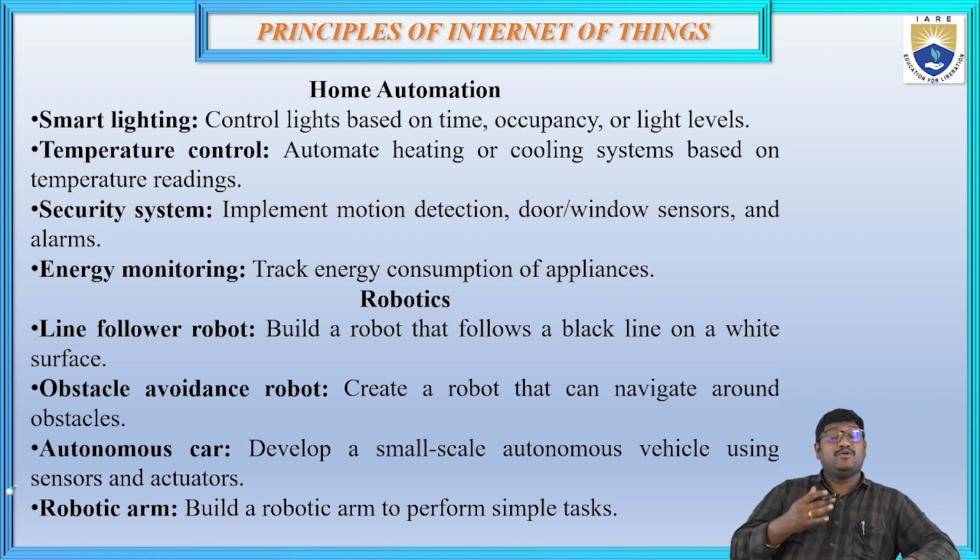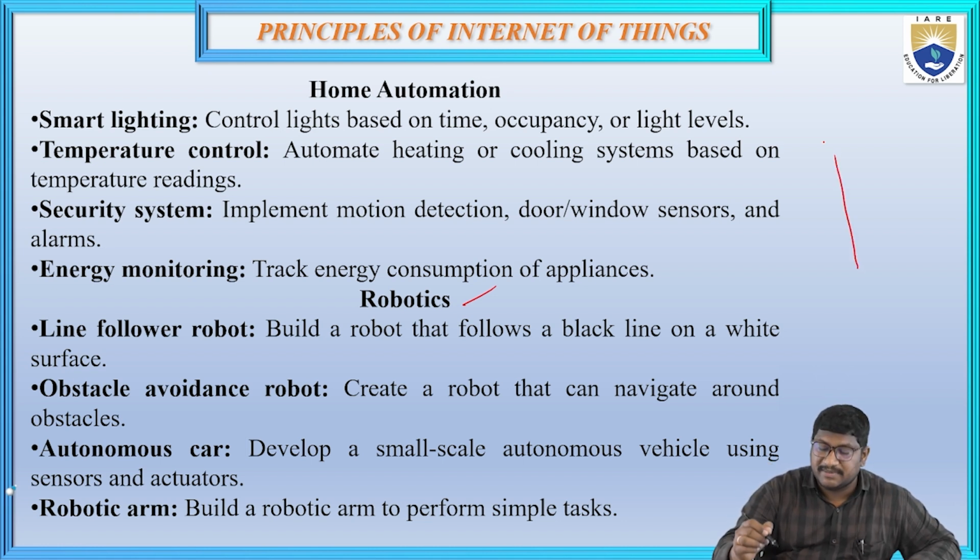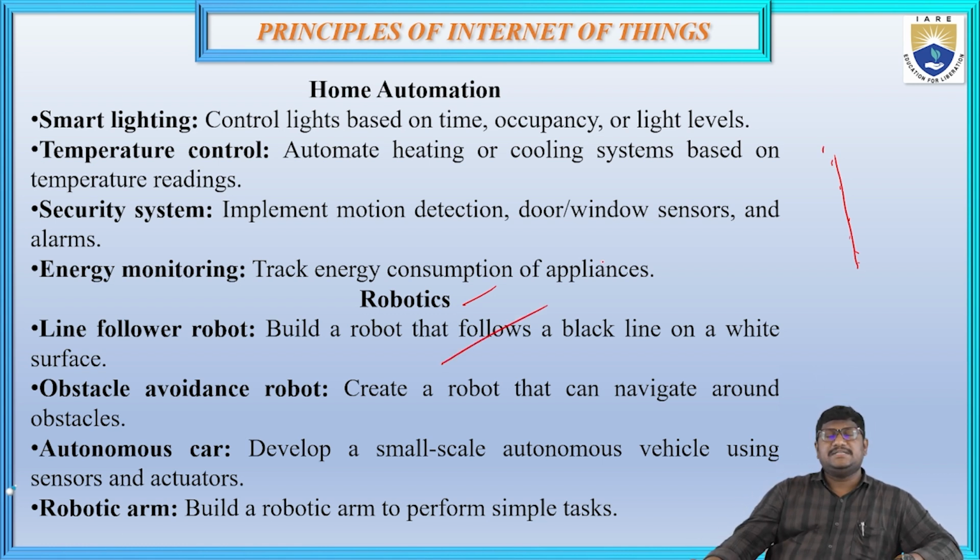Security systems, we are going to implement motion detection with the help of door and window sensors, and other alarm techniques. We are using this in home automation. And the fourth one is energy monitoring, where we are going to track energy consumption of appliances. And coming to robotics, where line follow robot. Line follow robot means if there is a line, the robot will only follow that particular line, right? Black line or white line, it depends on the surface. And also obstacle avoid robot, this robot is going to navigate around obstacles.